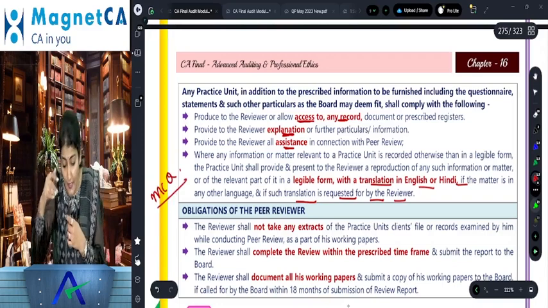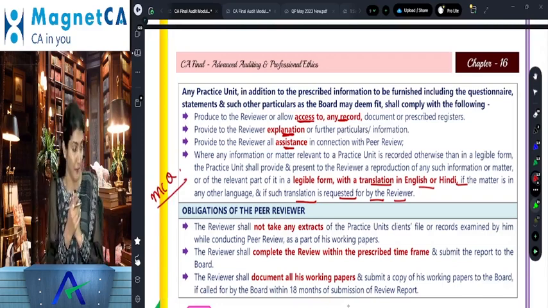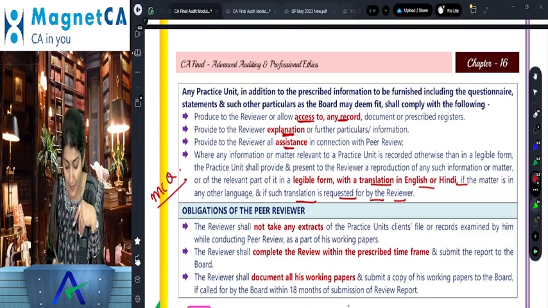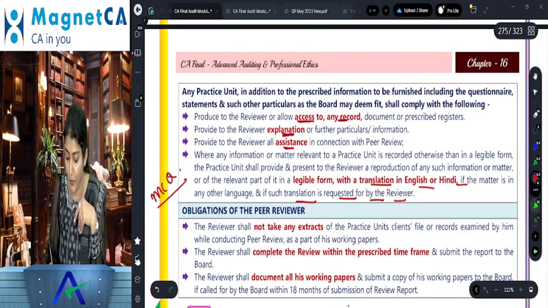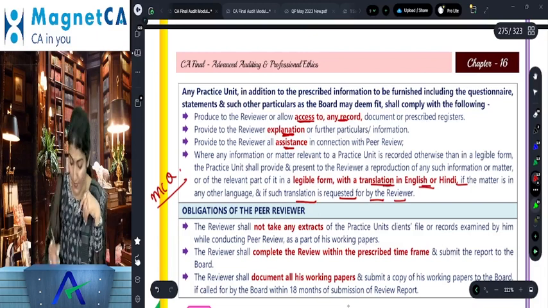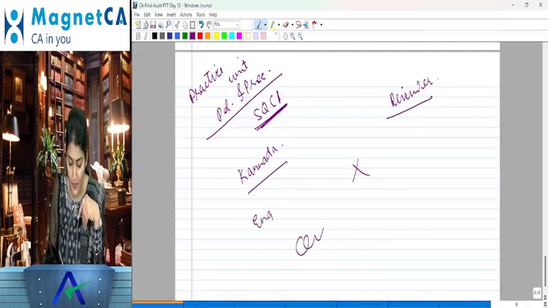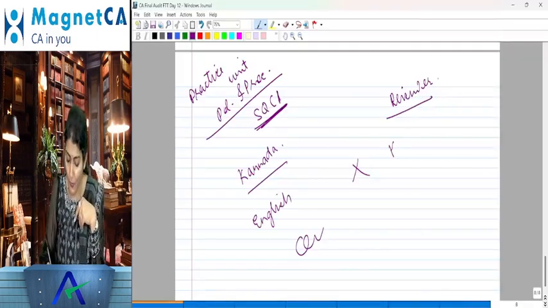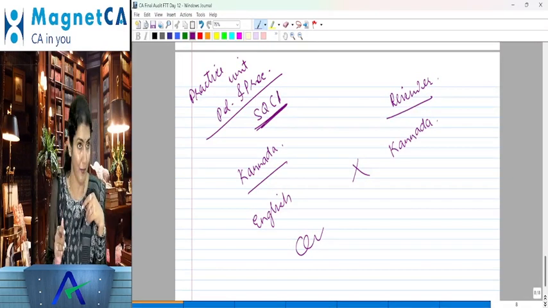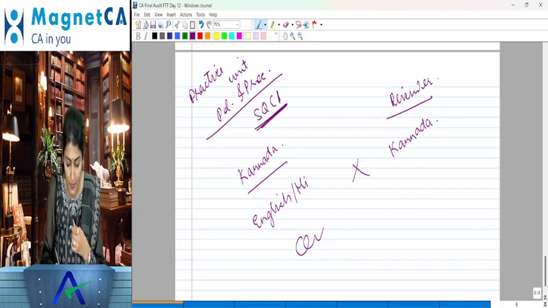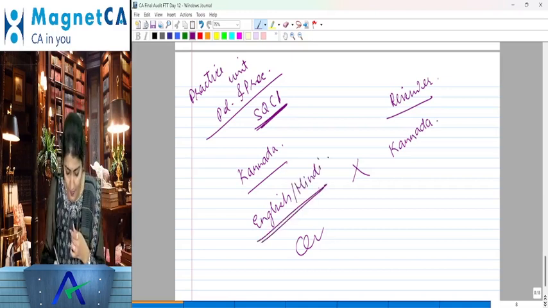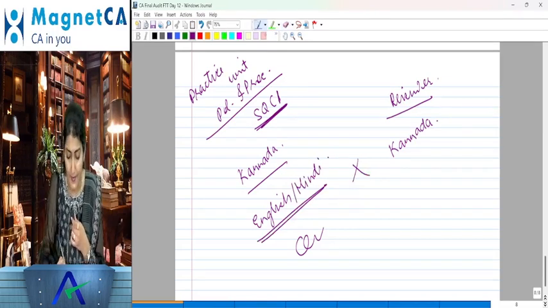If it is any language other than English or Hindi. Right, what does it say? If the matter is in any other language, then such translation is requested by the reviewer, with the translation in English or Hindi. So you have your policies, procedures in English, and the reviewer is saying, no, I only know Kannada, you please translate and give it to me in Kannada. No. If the policies and procedures of the firm are in English or Hindi, and the reviewer says translate and give it to me in Kannada, will you translate and give it to him?